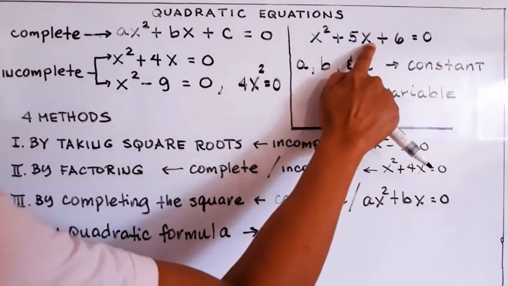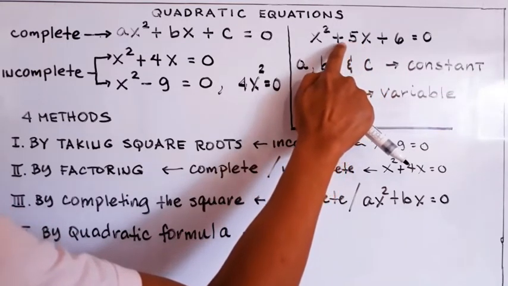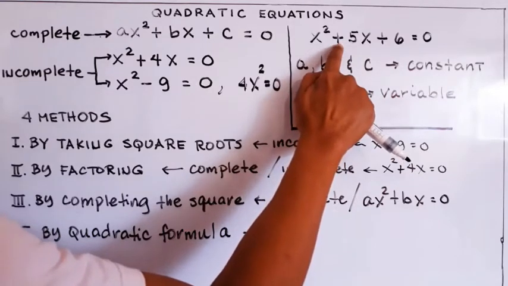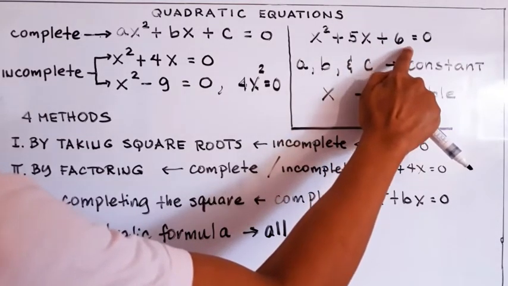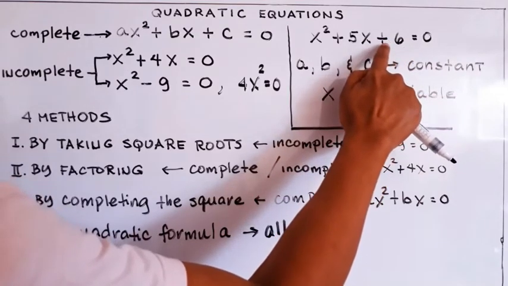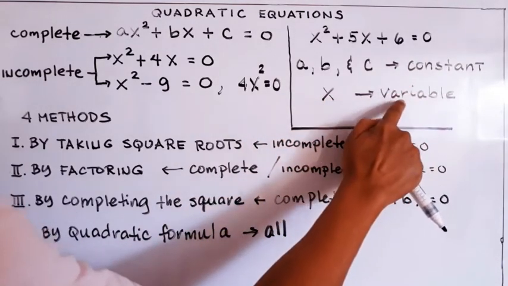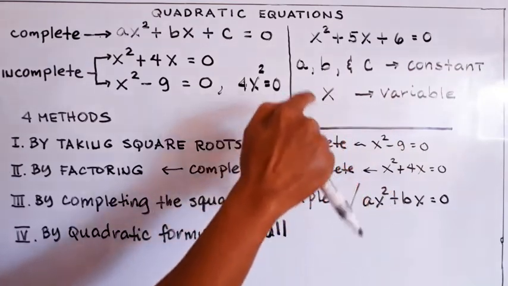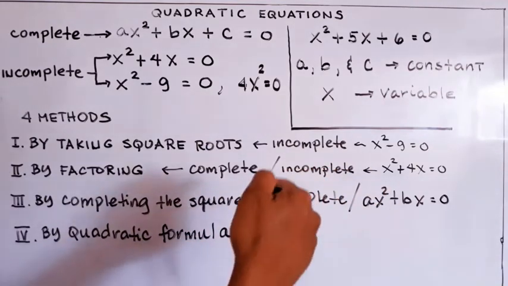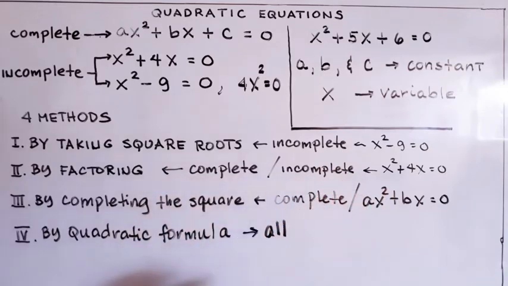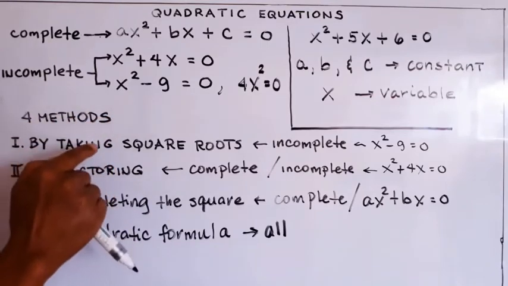Our b, which is the numerical coefficient of x here, is positive 5. If this one is negative, then your b is negative 5. And you have the c, which is positive 6. If this one is negative 6, then your c is negative 6. So x here is the variable, meaning we are going to solve for x because x sometimes has one solution or two solutions or no solution at all. It may have no real root.